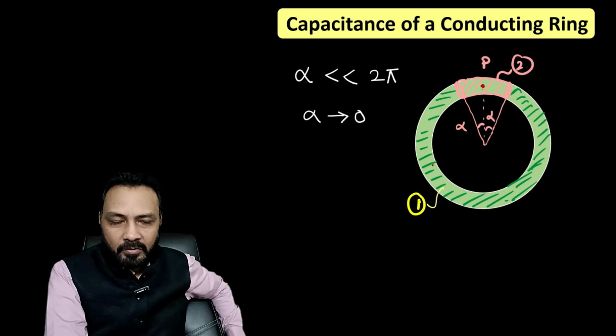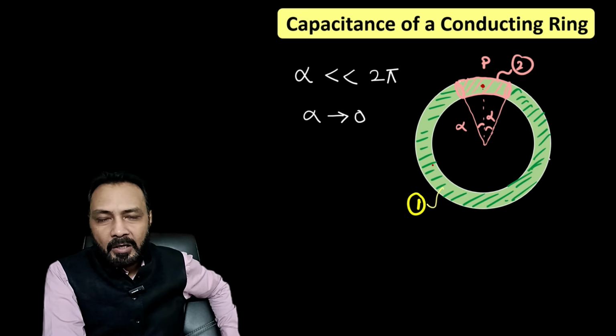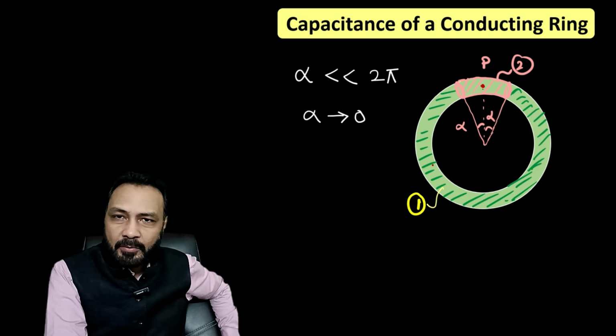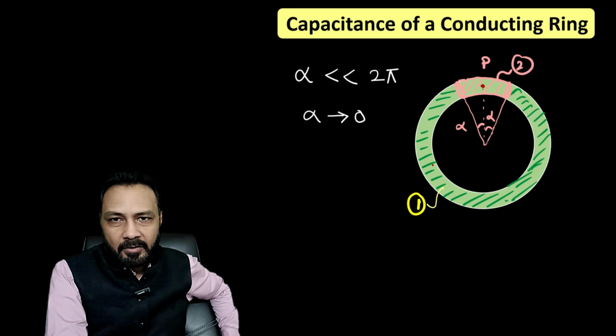We'll find the potential because of part 1 separately, and the potential because of part 2 separately, and then add the contribution of both parts to get the total potential, and then get Q by V to get the total capacitance.